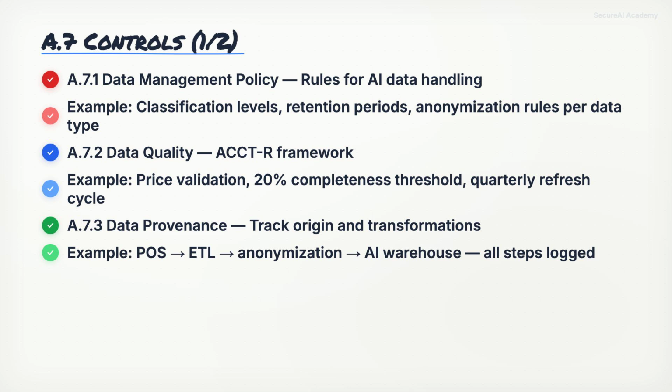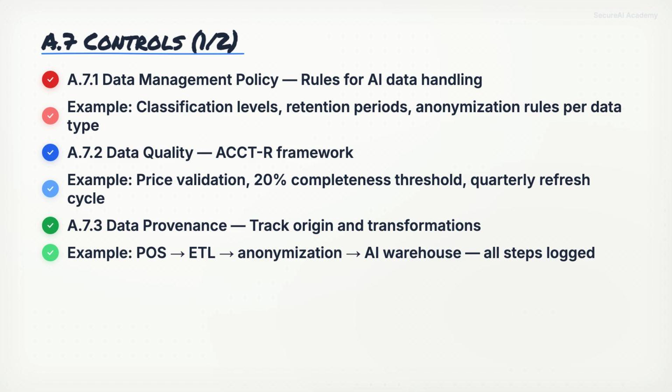Control 2. Data quality for AI. Ensure data meets quality standards. Example, using the ACCT-R framework. Accuracy. Product prices validated against the source system. Completeness. Records missing more than 20% of fields are flagged. Consistency. Same product has the same category across dataset. Timeliness. Training data refreshed quarterly. Relevance. Only data from the last 3 years for trend prediction.